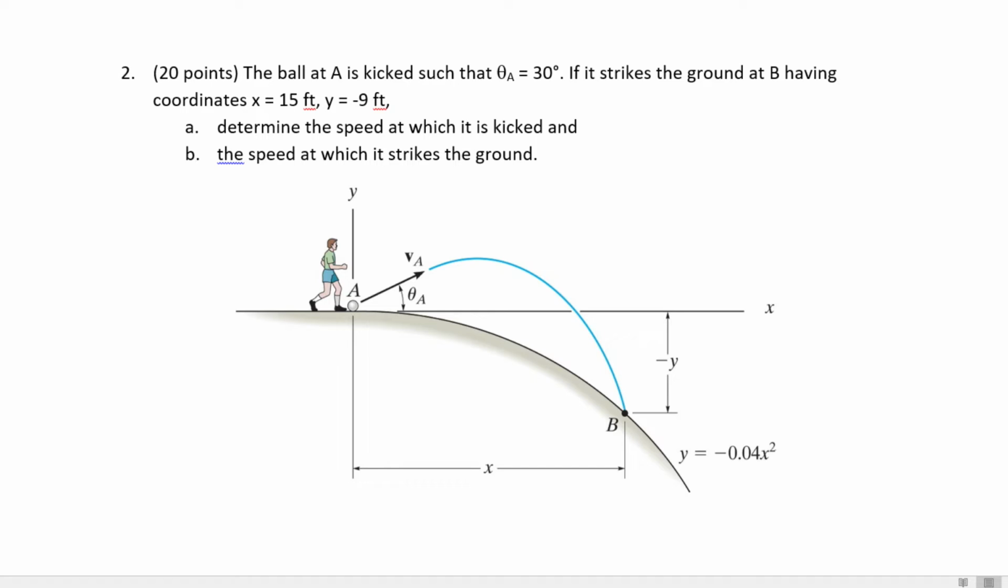All right, so this is one of the problems that was on the first exam, and we saw that some students had some challenges with it. Let's go ahead and go about solving it now.